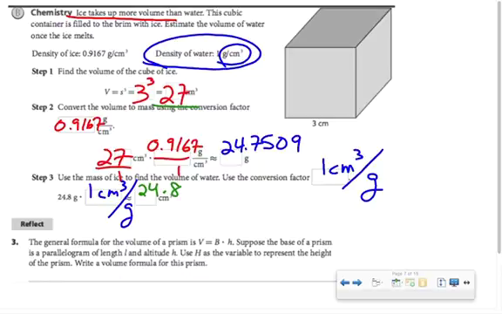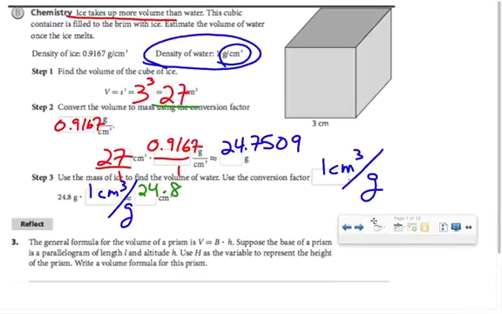Suppose the base of a prism is a parallelogram with length L and altitude h. You use capital H as the variable to represent the height of the prism. Write a volume formula for this prism. It would be volume equals L times h, because that's how I find the area of a parallelogram, times capital H, which represents the height of the prism.